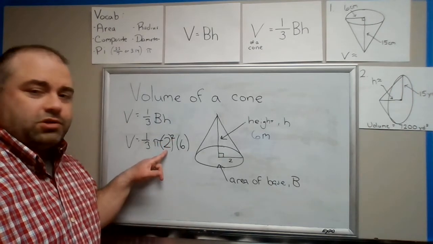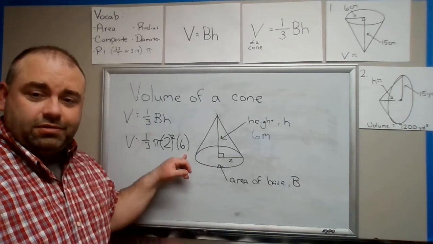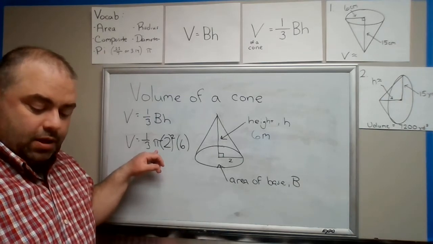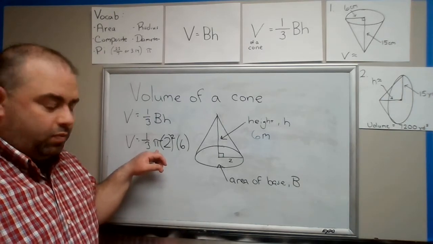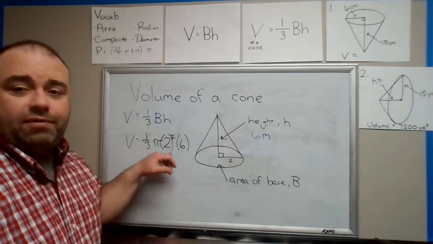2 squared. So 2 squared, you're probably thinking, okay, I know 2 squared, it's 4. Then go 4 times 6, so we got 24. And then we're going to go 24 pi. And if we go 24 pi, we end up with 24 pi. But we need 1/3 of 24 pi.